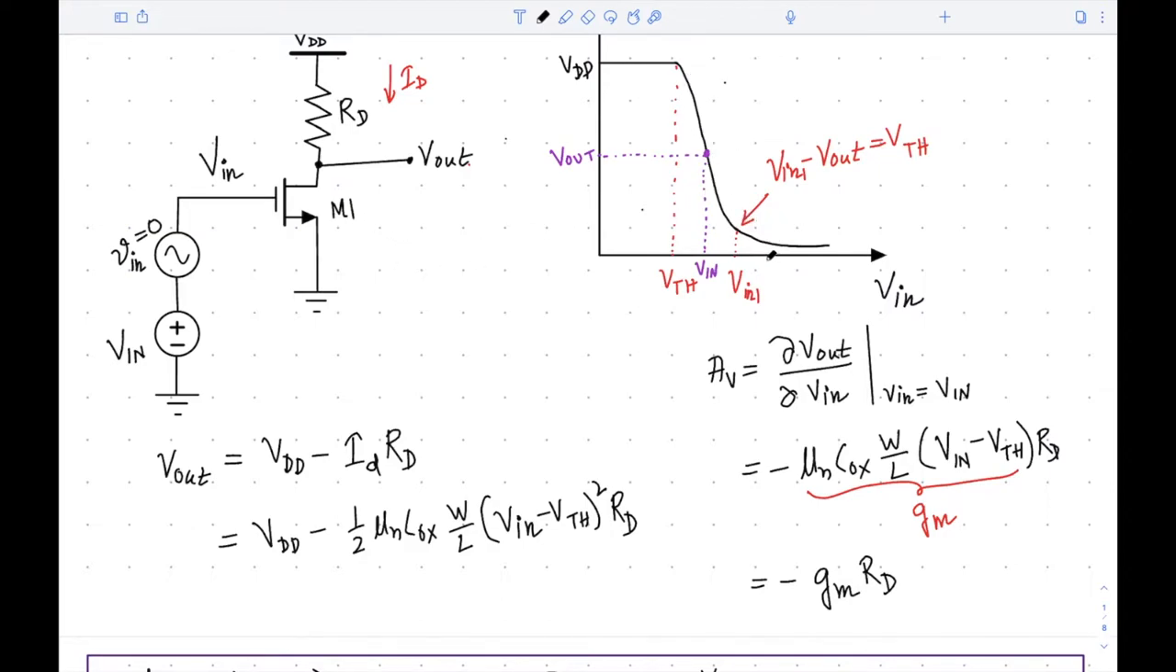And of course, I have to make sure that the transistor doesn't go in the linear region or in the cutoff region. So this defines the boundary of this input signal as well as the output signal. So the maximum output can go to VDD, and the minimum it can go till this voltage. Similarly, Vin also cannot be lower than VTH, and it should not be higher than this Vin 1 voltage. Now let's try to derive the gain, and let's try to get the same expression using the small signal analysis.